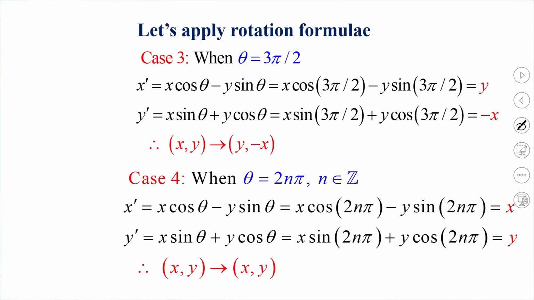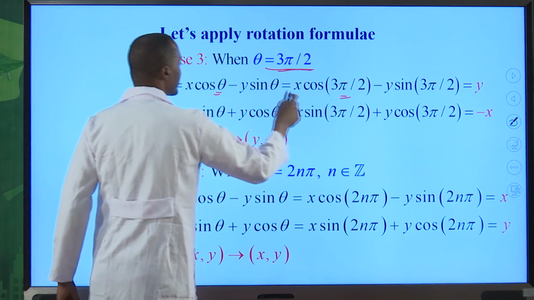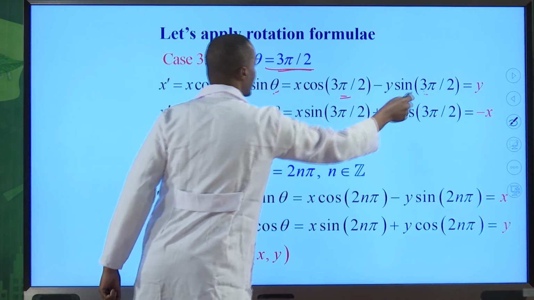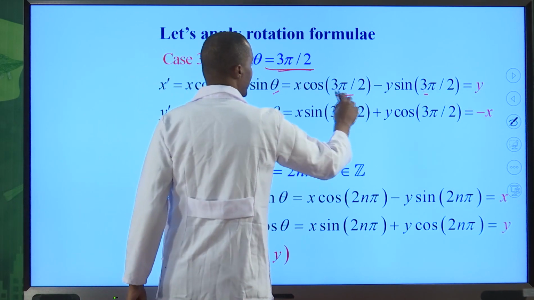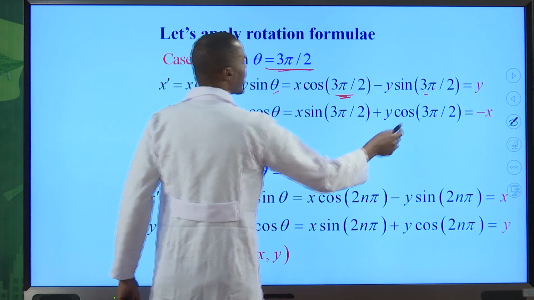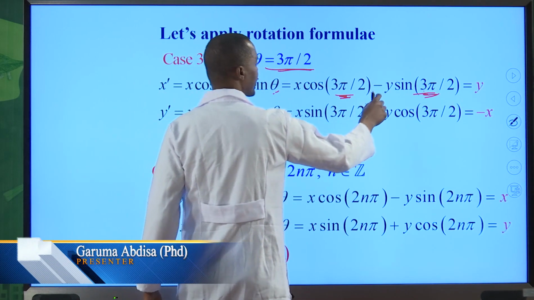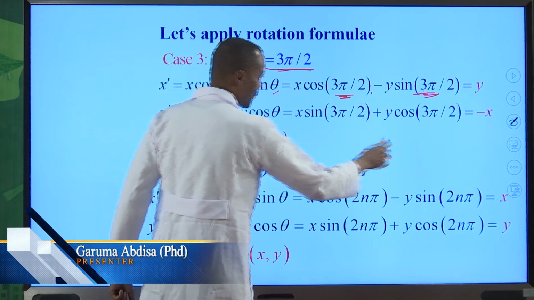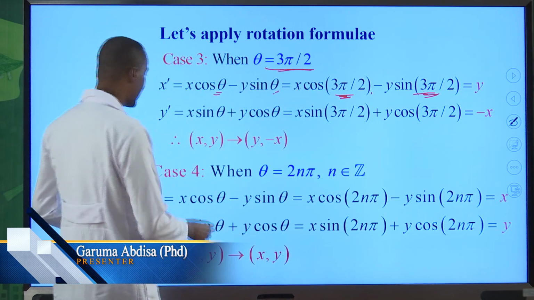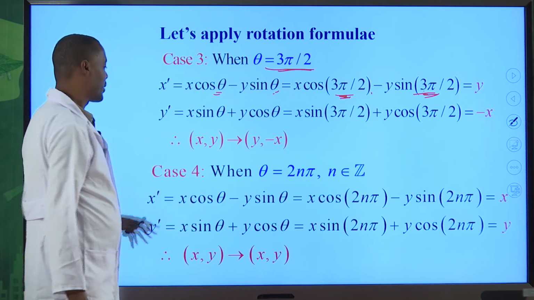The third case is whenever theta is 3 pi over 2. As usual, you directly substitute 3 pi over 2 for theta in both places. And because cosine of 3 pi over 2 is 0 and the sine of 3 pi over 2 is minus 1, you are left with minus y times minus 1, which is y. And similarly for y prime, you will get that to be minus x. And x comma y is now mapped to y comma minus x.